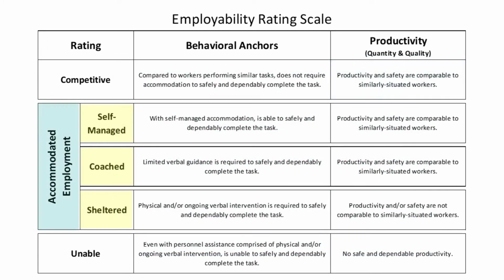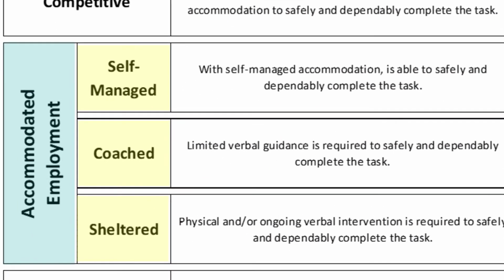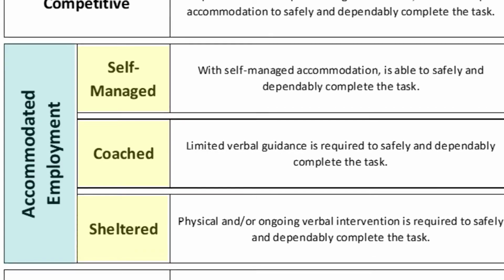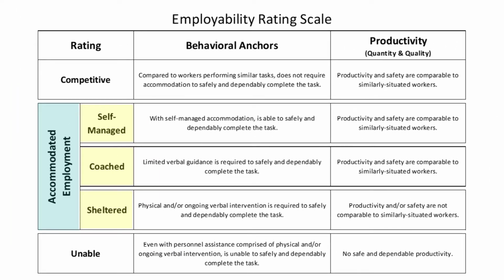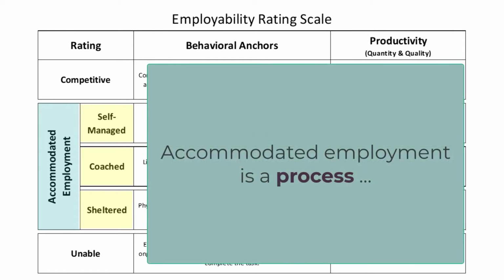Now, when we talk about different levels of accommodated employment, we've got 3 different levels that we look at: self-managed, coached, and sheltered. Can you say more about what we mean by accommodated employment, Roy? Accommodated employment is a process that the worker and management go through to remove the barriers to successful employment.